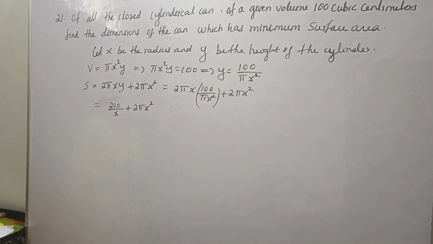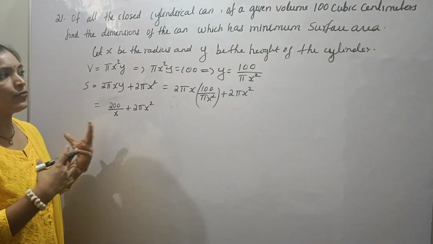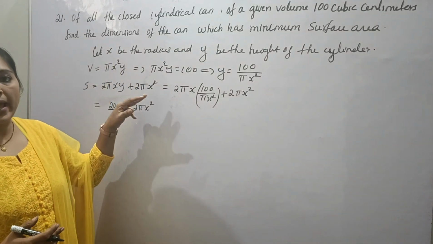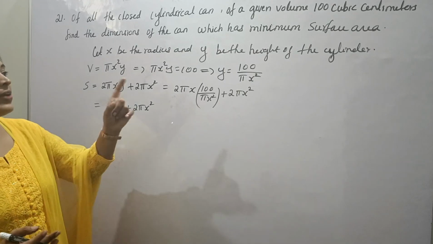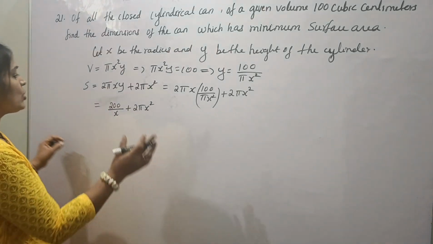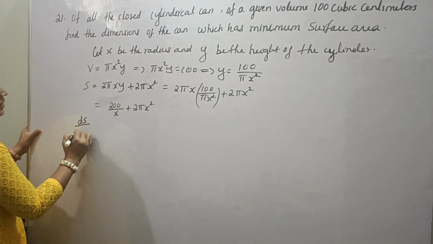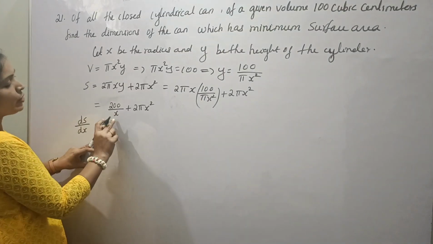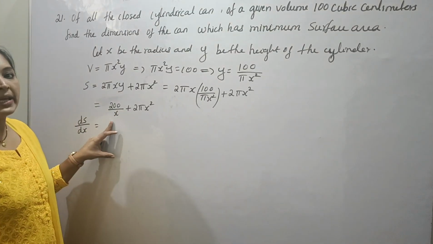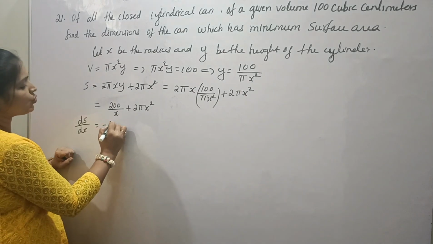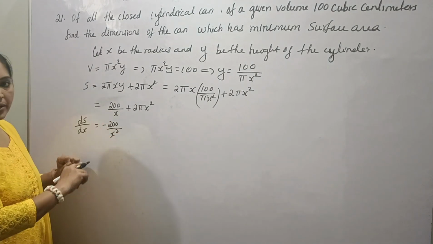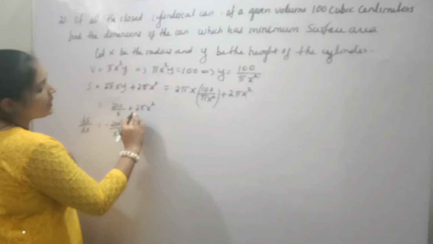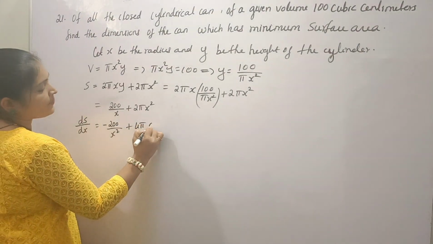Okay, now let's find ds by dx, because here we have to find the dimensions of the can, that is the dimensions of the cylinder when the surface area is minimum, right? So our next step is to find ds by dx. ds by dx is, see, 200 into the derivative of 1 by x, which is minus 1 by x square. So minus 200 by x square. Okay, 200 into minus 1 by x square, that is minus 200 by x square, plus here 4 pi x.